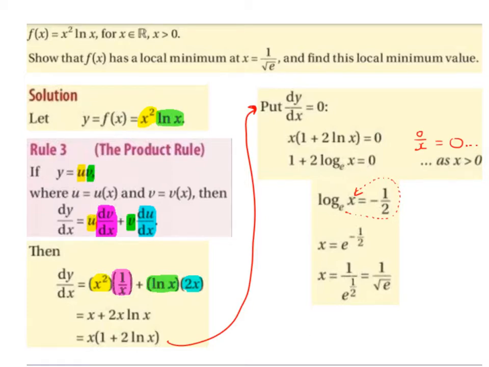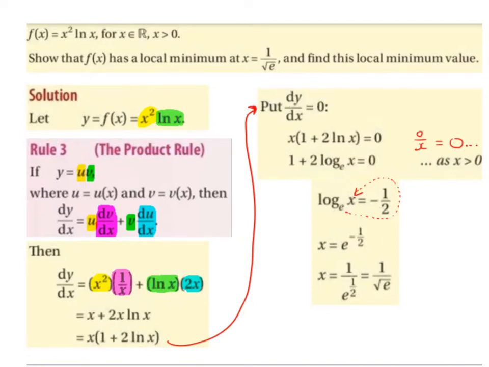So we have u, which is x squared, multiplied by dv/dx. So we differentiate the natural log of x and we get 1 over x, plus the v, which is the natural log of x, multiplied by du/dx, the derivative of x squared, which is 2x. Multiplying, we get x plus 2x natural log x, and factorising, we get x times (1 plus 2 natural log x).